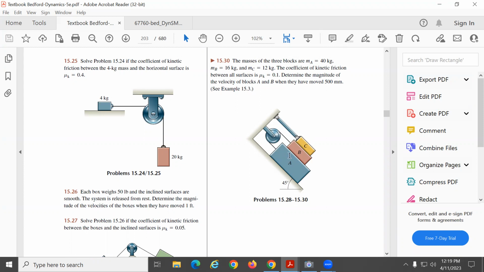This one, for example, since you asked, can we solve this problem using kinetics? Yes. Can we solve this problem using work energy? Yes. But since somebody mentioned relative velocity here, what happens, for example, when this point here moves 1 foot up, how much is B going to move relative to point A?